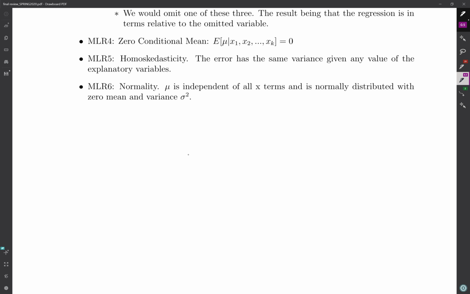Now actually there is an SLR6, but as we were going through the course we hadn't gotten to a point where we needed to talk about that one yet. And this one is normality. If we remember, this is in reference to the error term, and we're saying that it's independent of all x terms. It's normally distributed with a 0 mean and variance sigma squared.